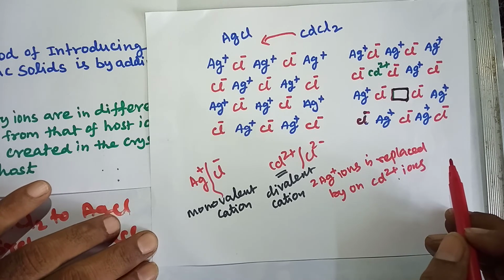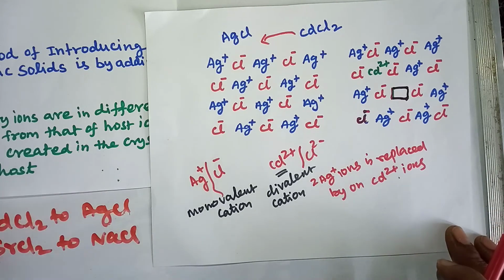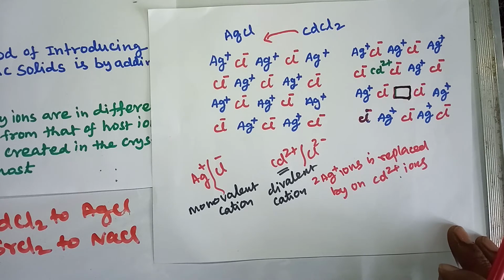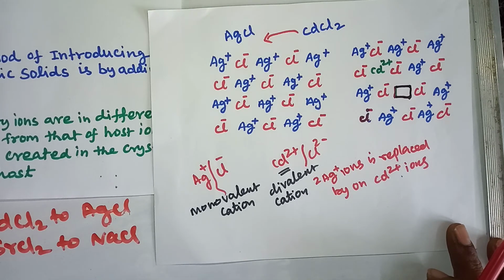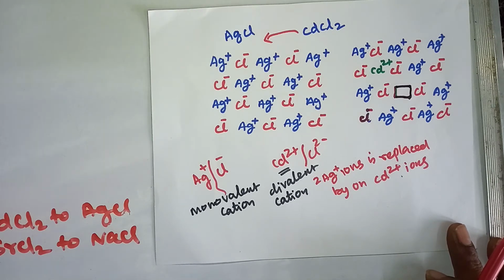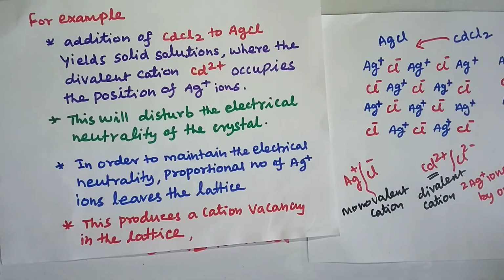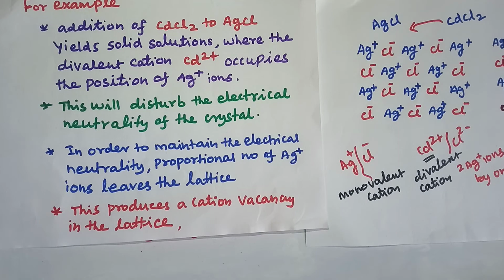Such a type of defect is called an impurity defect. So what is the use of impurity defects? The presence of impurity defects in ionic crystals increases the conductivity of solids.